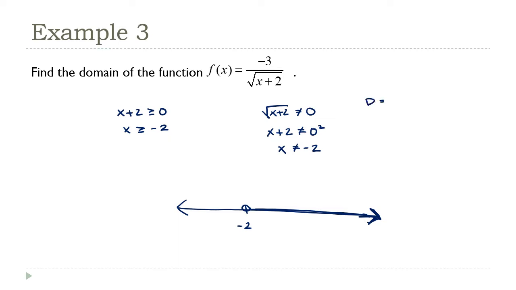So I would say either the domain is all real numbers except -2, or if I wanted to do this using the interval notation, I would do open parentheses, right? Because I don't want to include -2, up to positive infinity. Both of those mean the same thing.